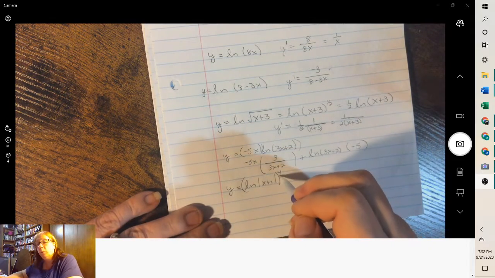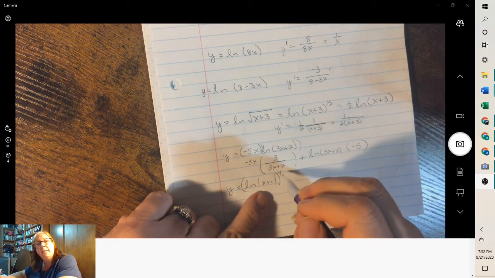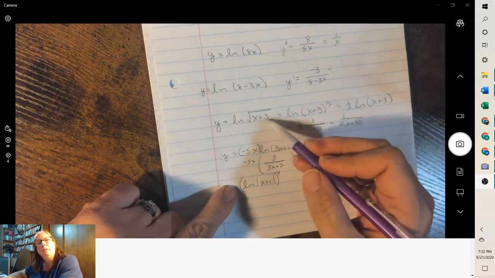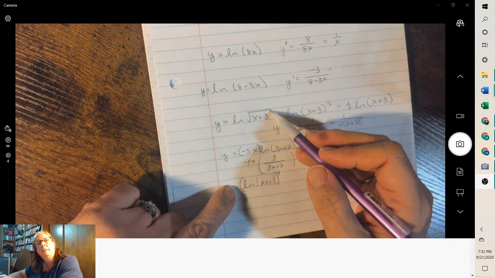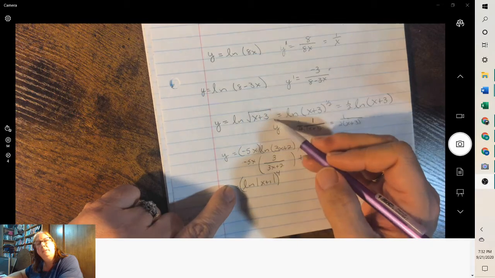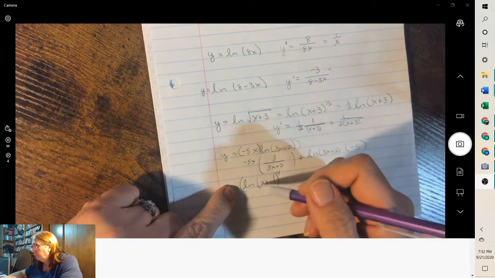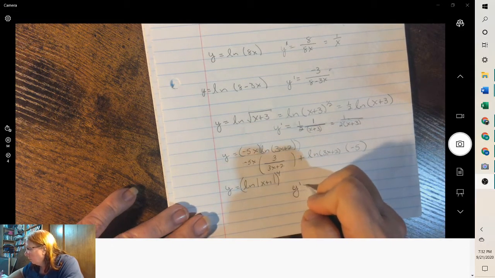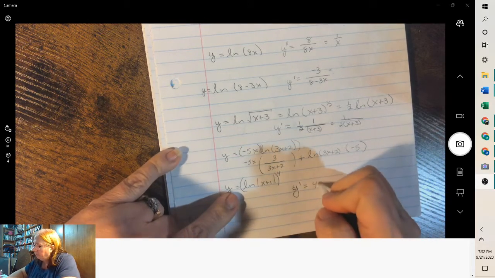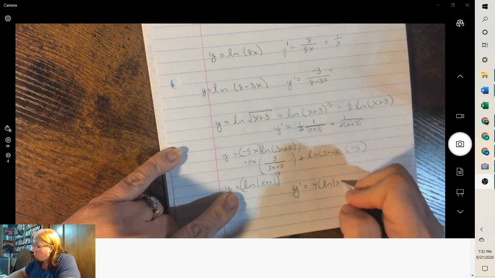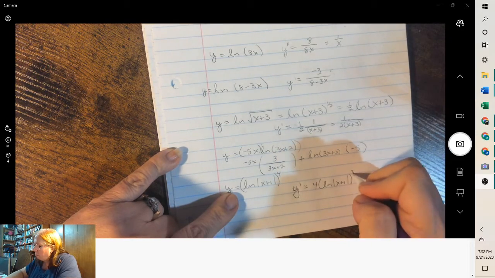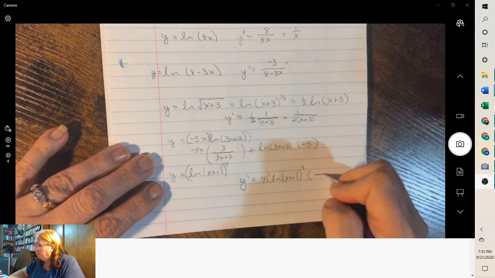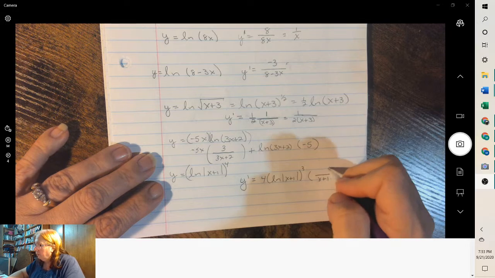Now this 4 needs a chain rule. It cannot be brought down because it's on the outside of the natural log. This one was on the inside because it was the natural log of all of this. So you can bring it in front. This one you cannot. You have to use the chain rule. Derivative of the outside, so that would be the outside times the derivative of the inside, x plus 1 over 1.